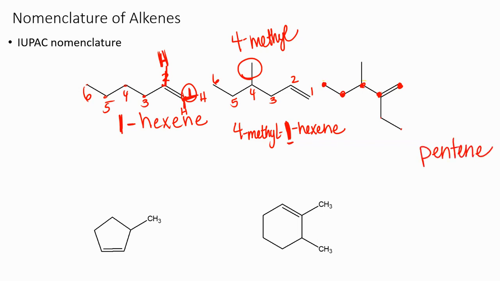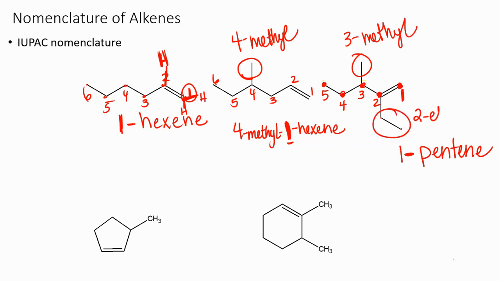Now we want to number so the double bond gets the lowest number. So let's start over here. 1, 2, 3, 4, 5. So this is 1-pentene. The double bond is starting at carbon 1 and going on to carbon 2. At carbon 3, we've got a methyl group. And at carbon 2, we've got an ethyl group. We're just going to alphabetize those so that E comes before M. So we'll have 2-ethyl-3-methyl-1-pentene.